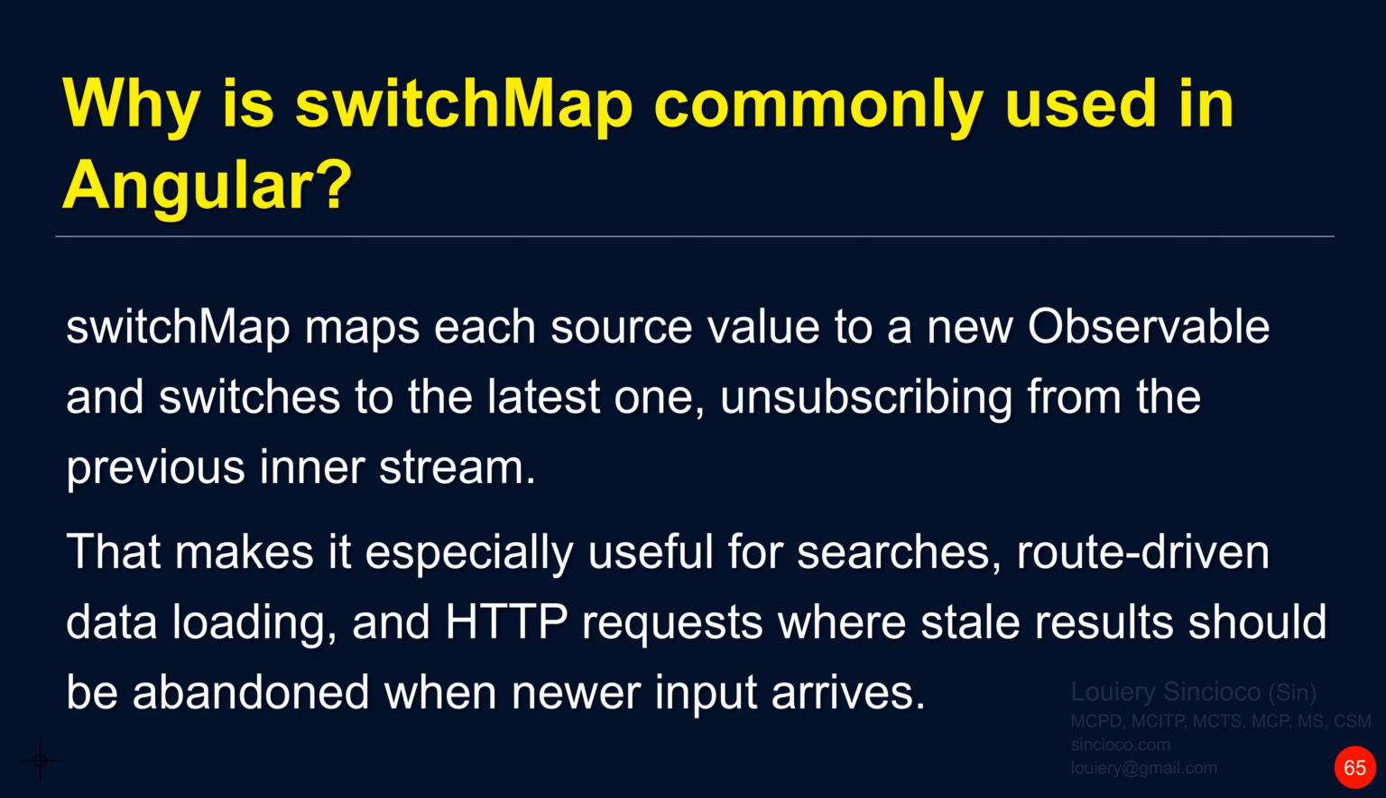Why is switchMap commonly used in Angular? SwitchMap maps each source value to a new observable and switches to the latest one, unsubscribing from the previous inner stream. That makes it especially useful for searches, route-driven data loading, and HTTP requests where stale results should be abandoned when newer input arrives.